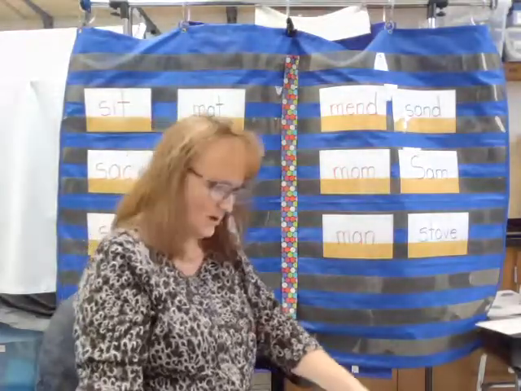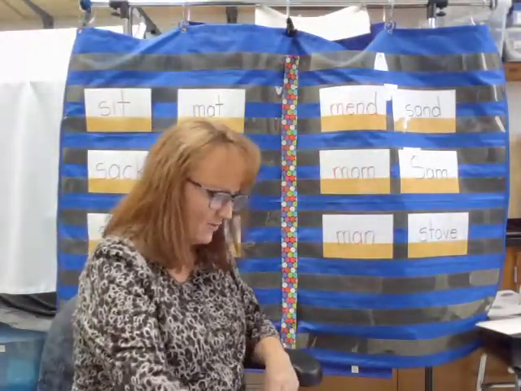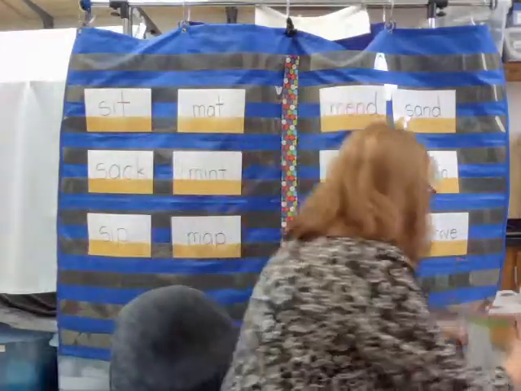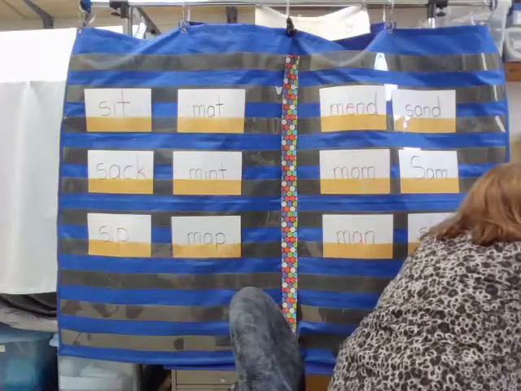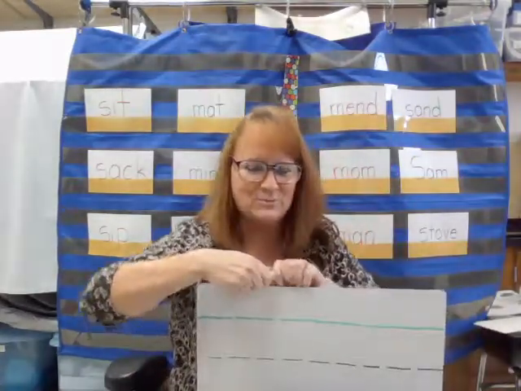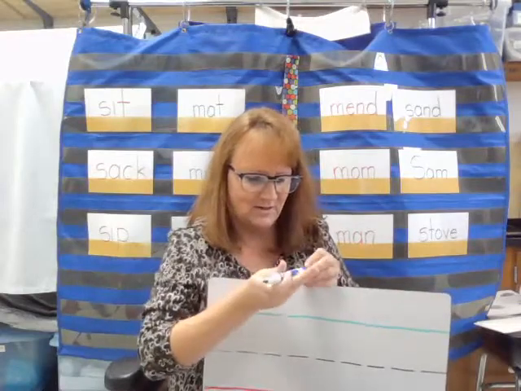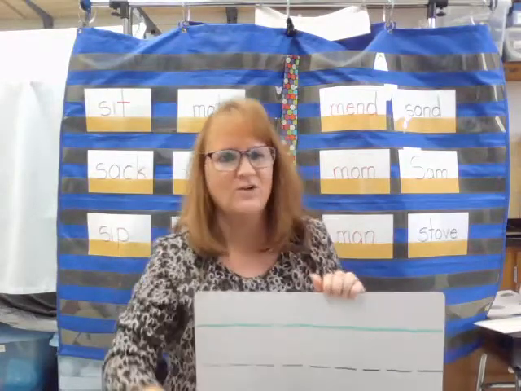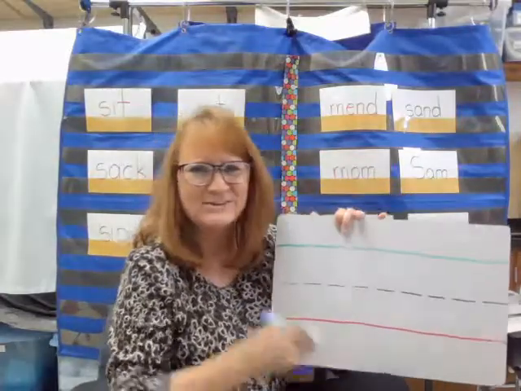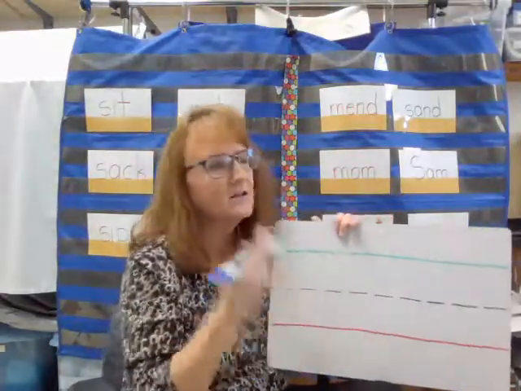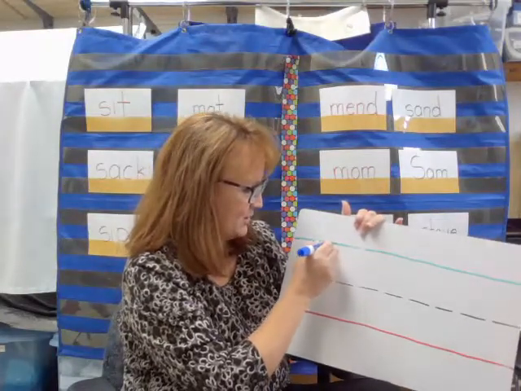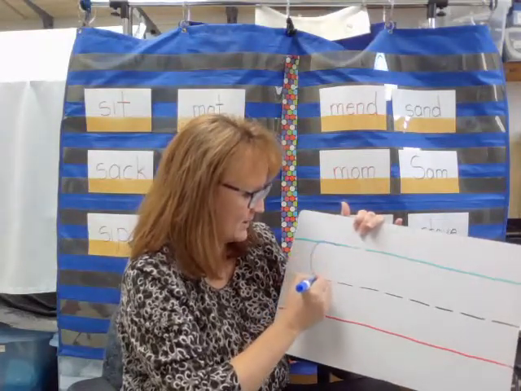Nice work. All right. Now, you are going to be working on writing these letters. So let me grab my whiteboard here. We're going to review how you make these letters. Let's start with letter S. A capital S is going to start on the top line because all capital letters start on the top line. You're going to curve around to the bottom.